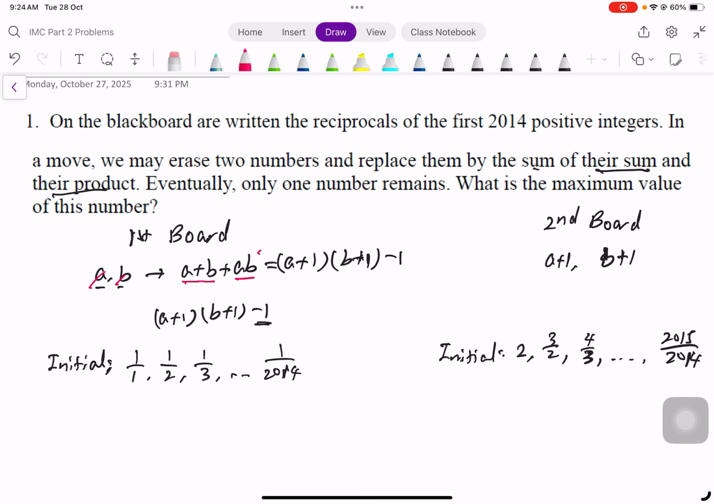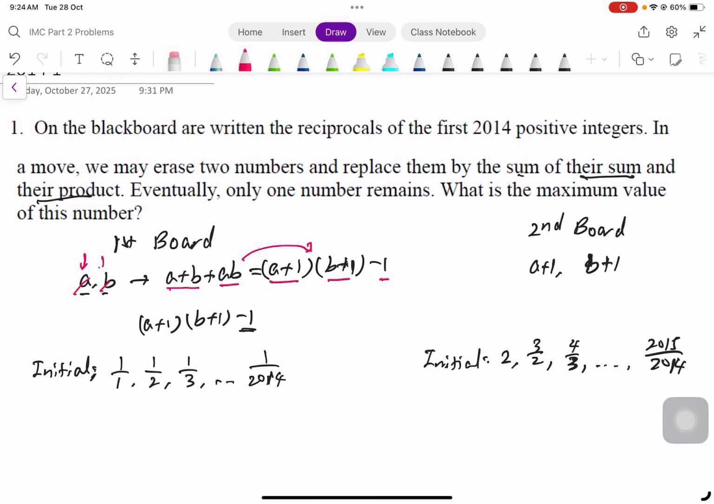And then you can do some factorization. It becomes A plus 1 multiplied by B plus 1, minus 1. And take note, all these numbers A and B are reciprocals of the first 2014 positive numbers. That means it's 1 over 1, 1 over 2, 1 over 3, all the way to 1 over 2014.